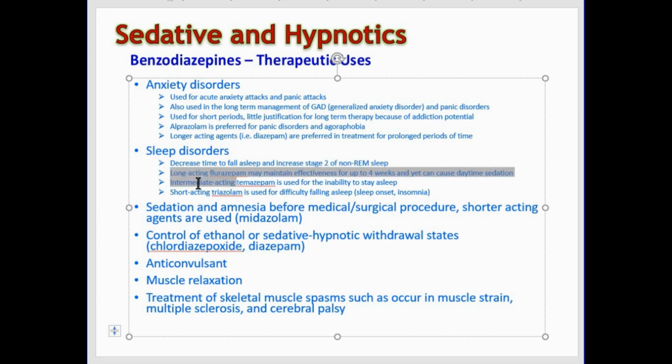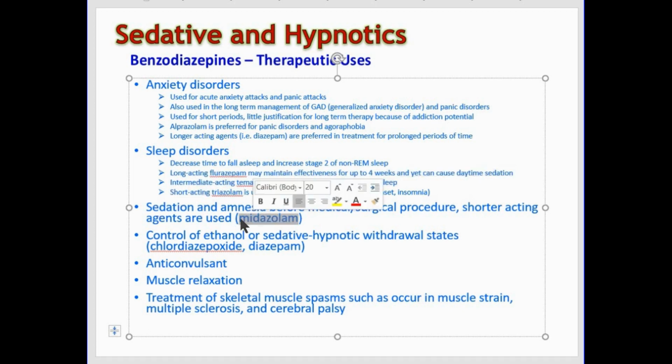We have these longer-acting, intermediate-acting, and short-acting benzodiazepines, which, based on their duration of action, might have different uses. For example, this drug, midazolam, is a very short-acting drug. So it could be used for sedation and amnesia before a medical or surgical procedure. This will not only sedate the patient, but also have an amnestic effect. Amnesia is loss of memory, but here it means the patient will not remember what happened during the surgery.